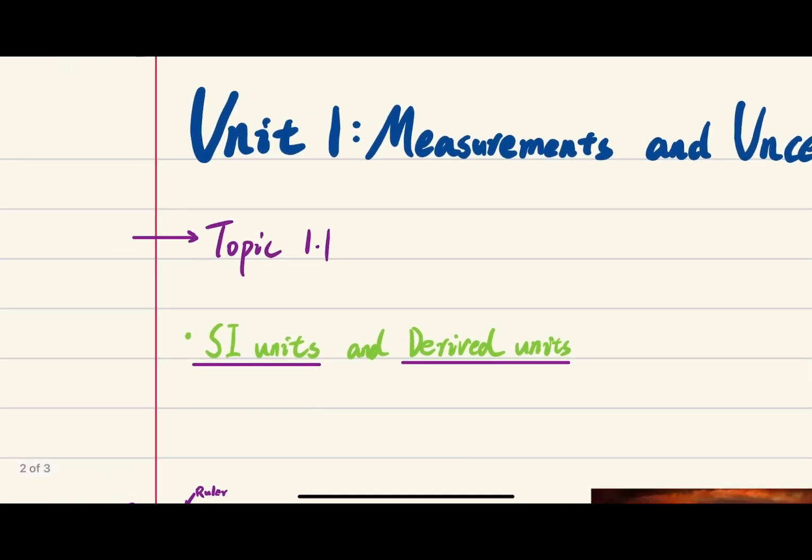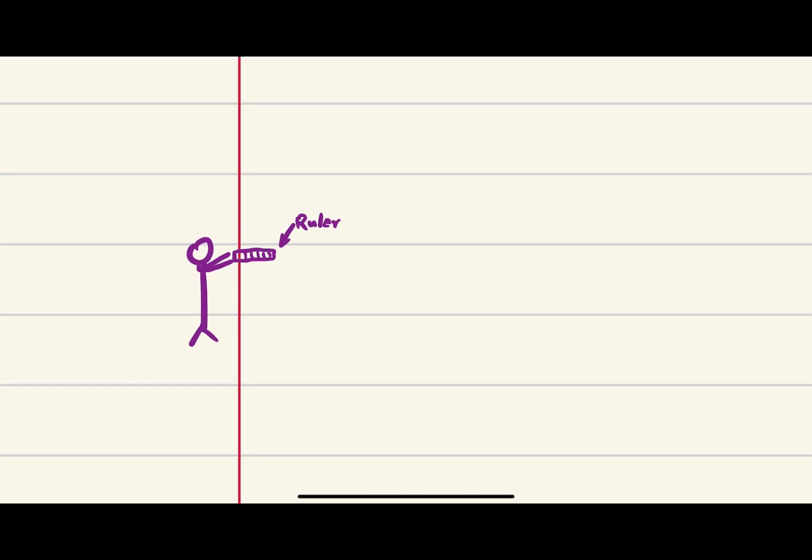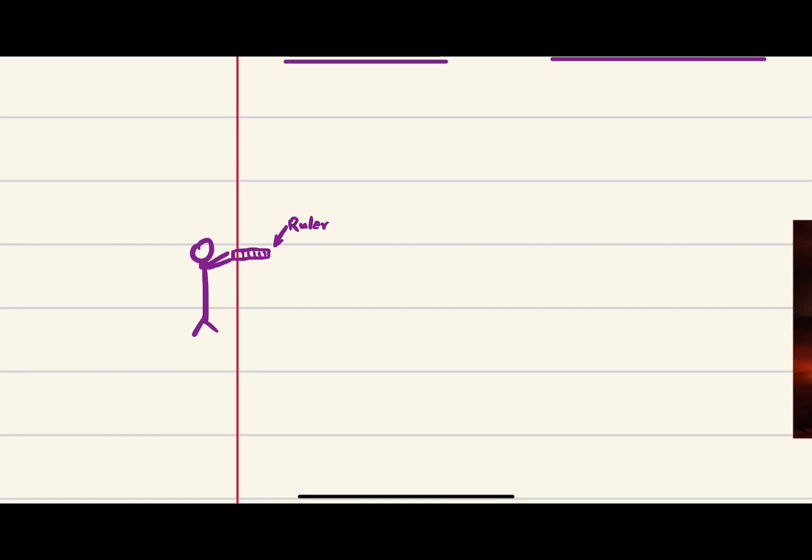To start off, in physics we're always trying to measure some values, and those numbers that we are interested in may be really big, like the radius of our galaxy, or really small, like the radius of an electron. So we're always trying to measure something.